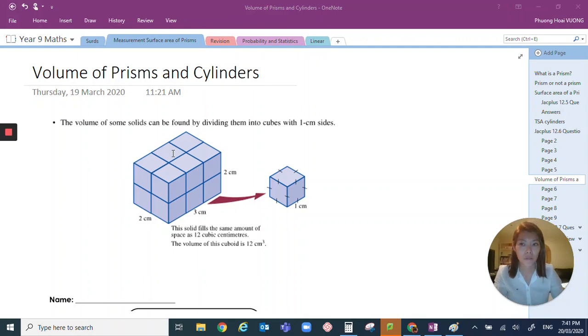Today we're going to look at the volume of prisms and cylinders. So what is volume? Volume is how many of these little cubes an object takes up. For example, we can see here that there's 1, 2, 3, 4, and there's how many layers? 1 layer, 2 layers, and 3 layers. So what's that? 4 times 3.